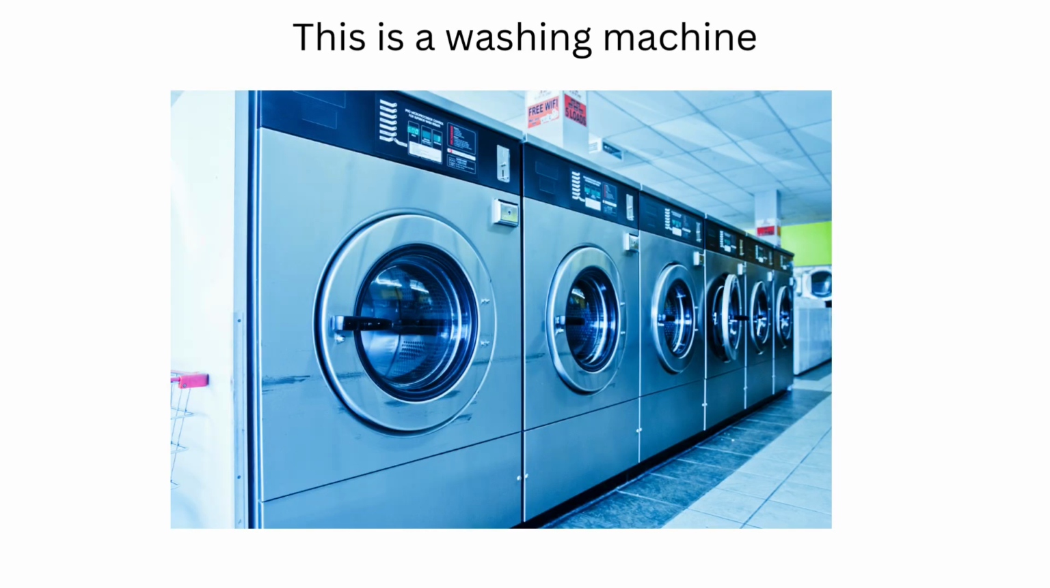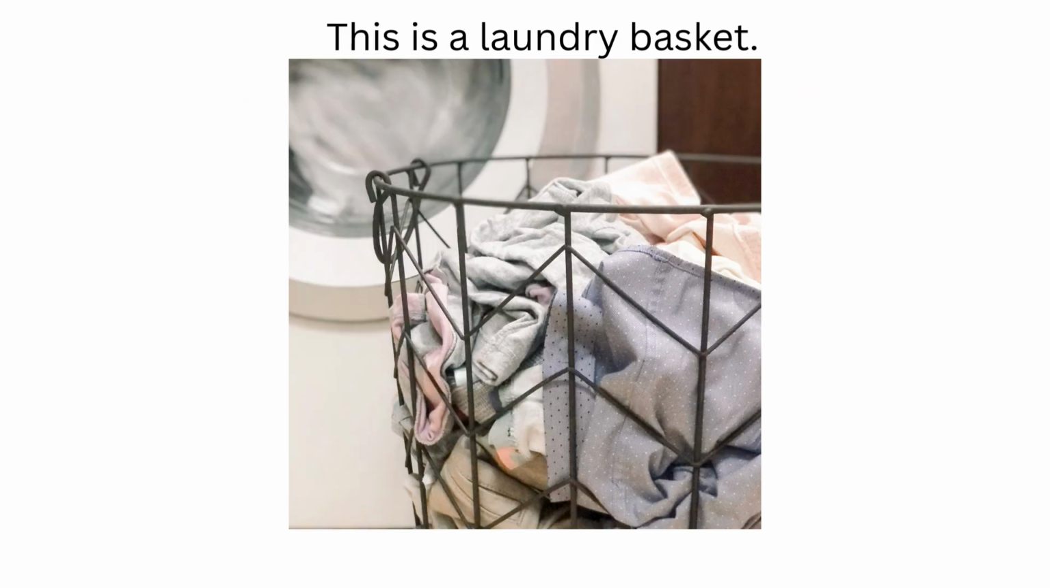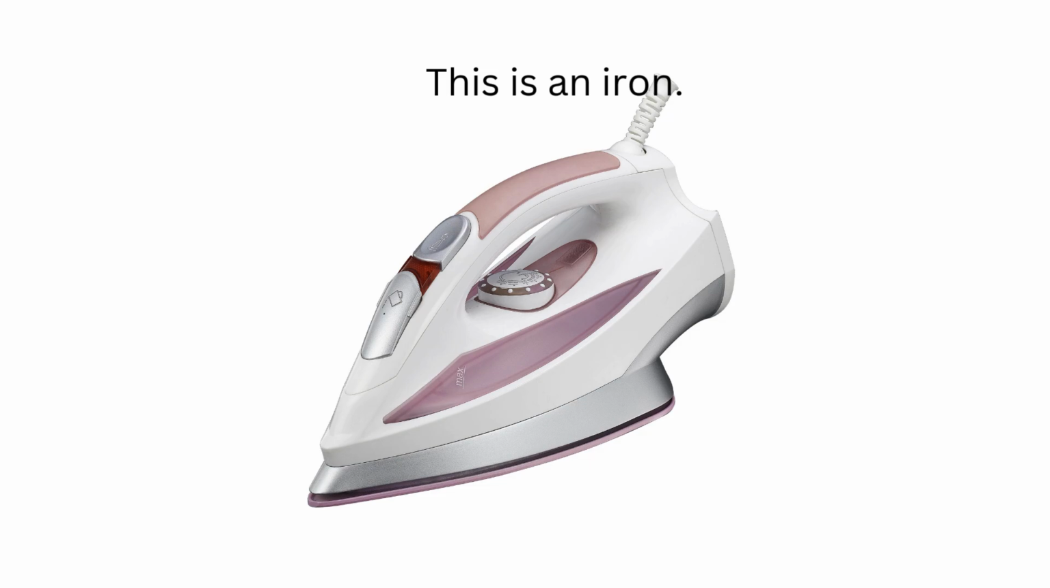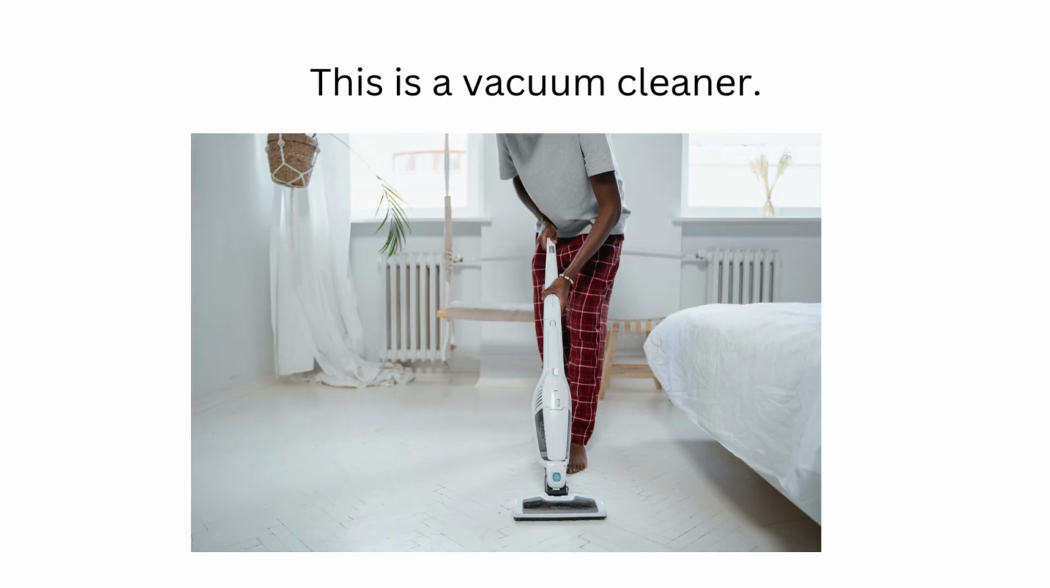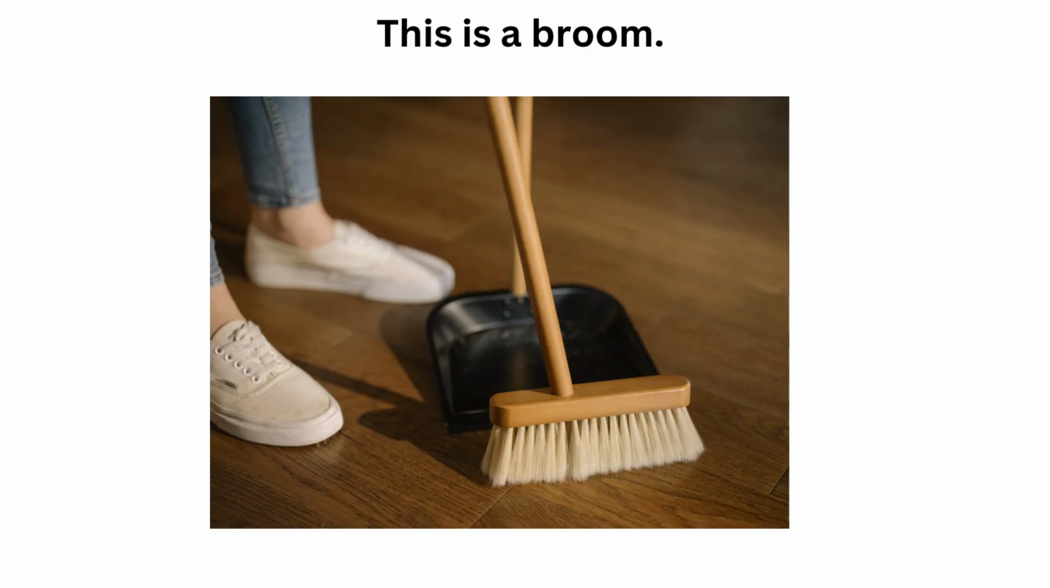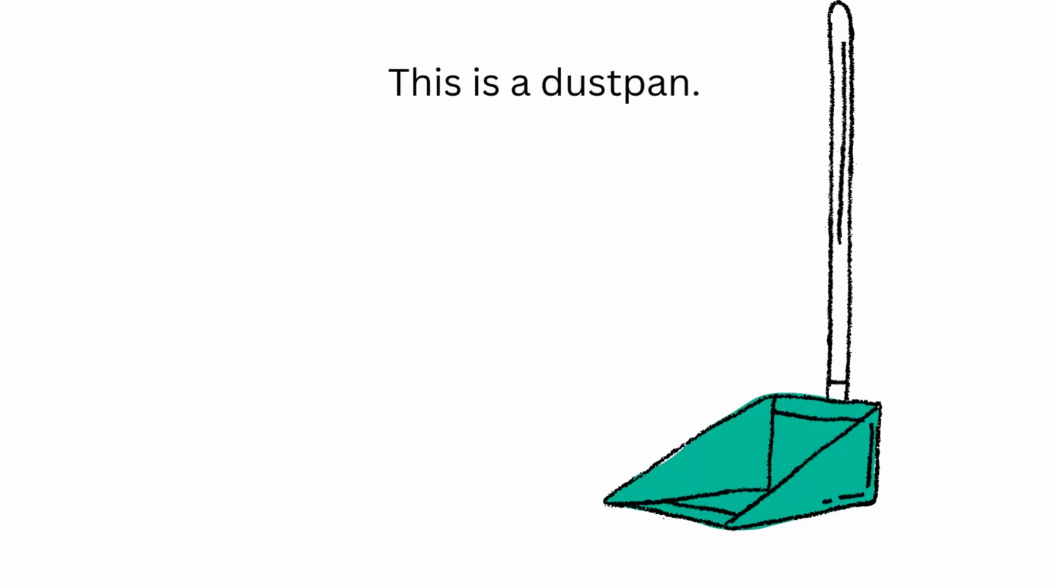Laundry room. This is a washing machine. This is a laundry basket. This is an ironing board. This is an iron. This is a vacuum cleaner. This is a mop. This is a broom. This is a dustpan.